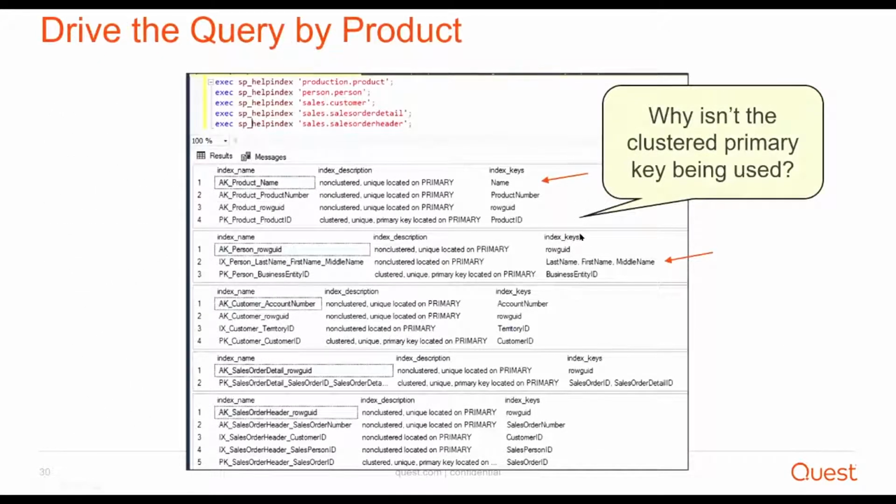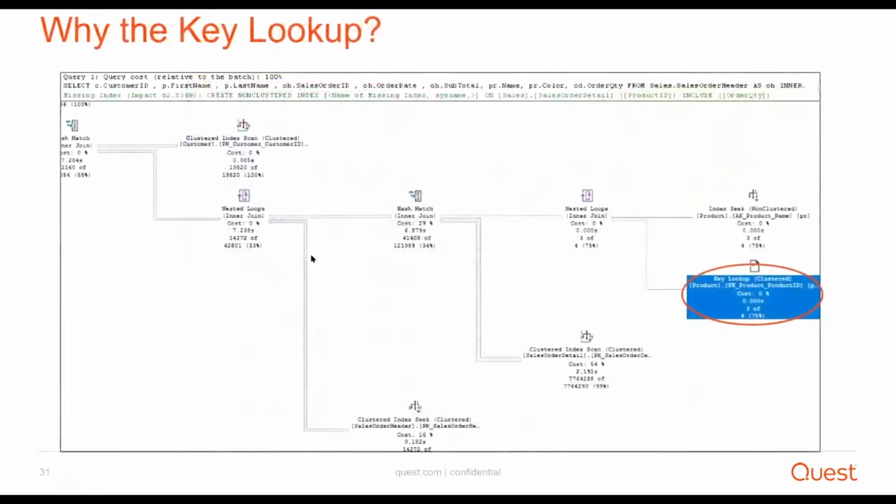But the question is, why isn't it using product, our cluster key? Because we do reference product ID in here. Instead, it's doing that key lookup and using the name index. I'm still not using last name in my person table as well. So let's go figure this out.